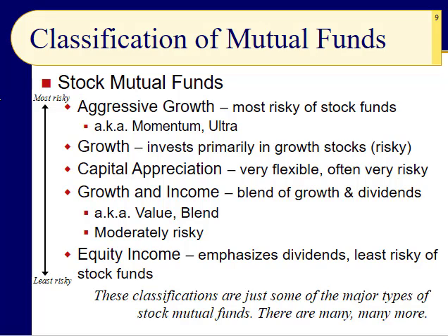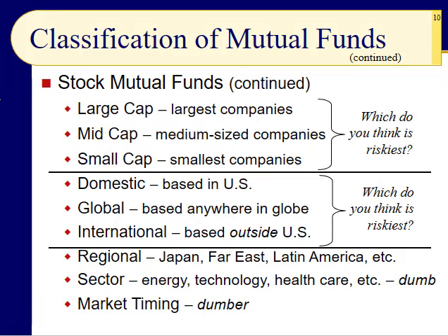Exactly. Okay, so now, at the bottom of the slide, as we said, these classifications are just some of the major types of stock mutual funds. There are many, many more, folks. But if you get these five categories and their cohorts, you'll have a good idea of what can be offered through stocks. Slide number 10. Now we're going to make it more interesting, because don't forget what we learned on slide number 9, but we're going to superimpose more categories on top of them.